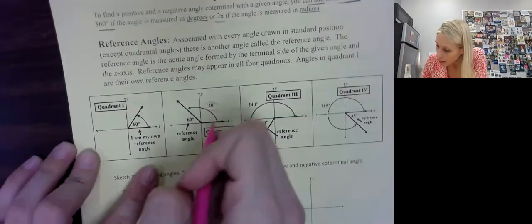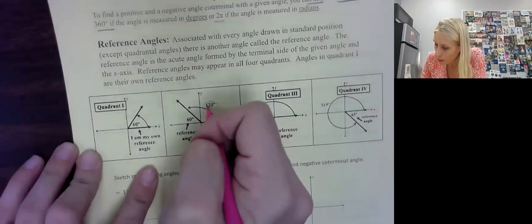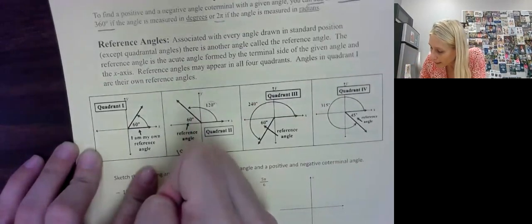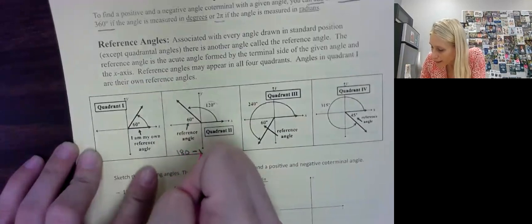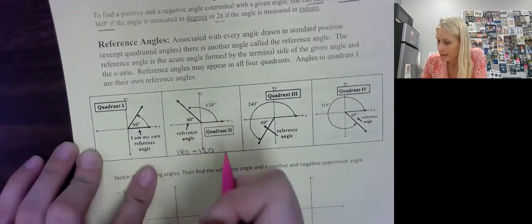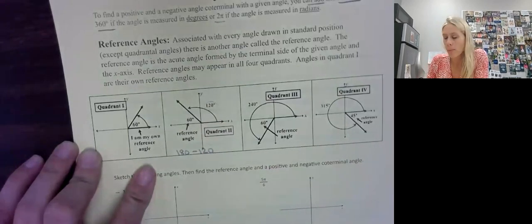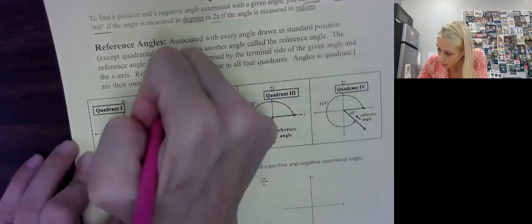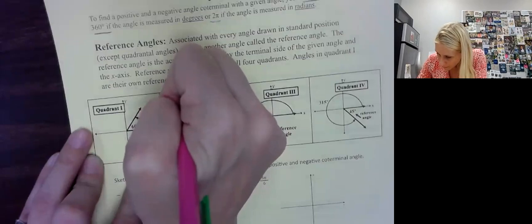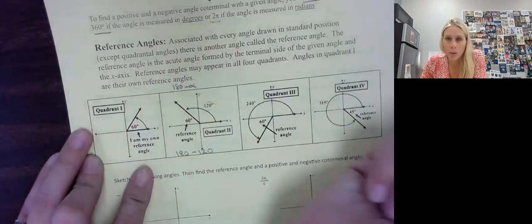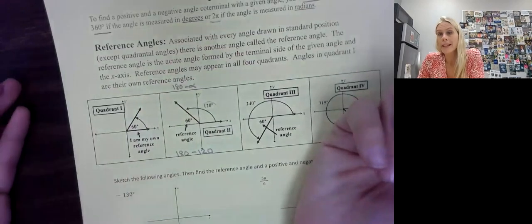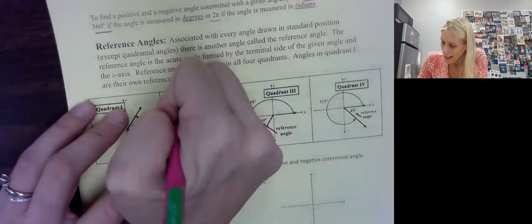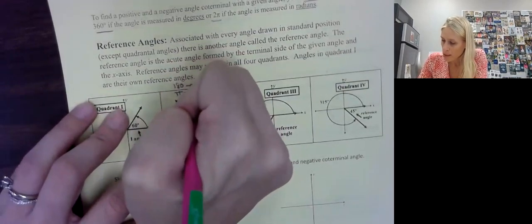Well, what we do is, as you can see, how would we get from 120 to 60? And I know there's multiple ways, but what we're gonna do is take 180 and subtract that angle in the second quadrant, because we want it positive, right? Okay, so now how can we do this for all angles? Well, that would be 180 minus our alpha, whatever angle we're given. What if it were in radians? Well, what's 180 in radians? Pi. So we would do pi minus the angle given.